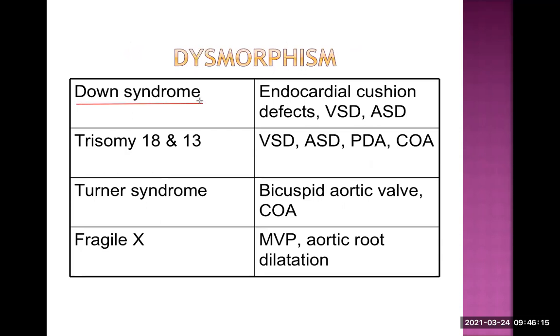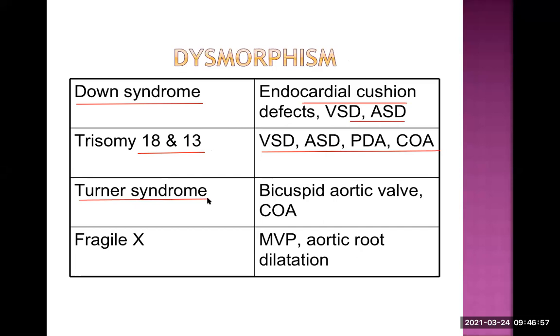Down syndrome, which is known as trisomy 21, is associated with endocardial cushion defect, VSD, and ASD. Trisomy 18 and 13. Trisomy 18 is known as which syndrome? Edwards syndrome. And 13? Patau syndrome. Very good. So Edwards syndrome and Patau syndrome, trisomy 18 and 13, are similar conditions to Down syndrome. They are associated with congenital heart defects: VSD, ASD, PDA, and coarctation of the aorta.